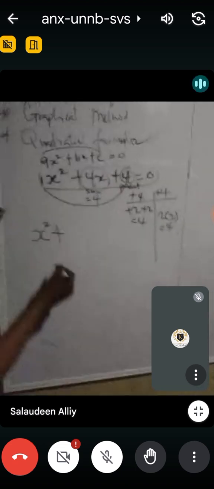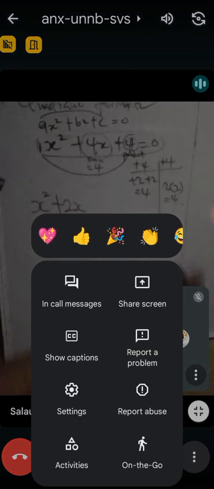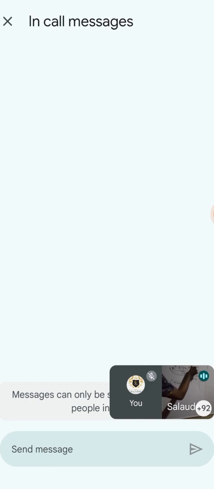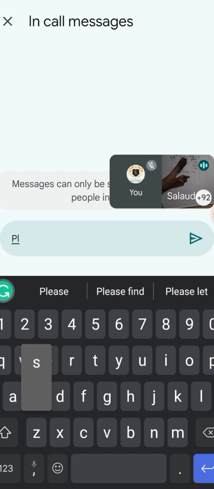You are now writing x squared plus 2x. I mean, you said plus 2 plus 2, plus 2x plus the 4 that is here. So that means you are using the plus 2 to represent this 4x.